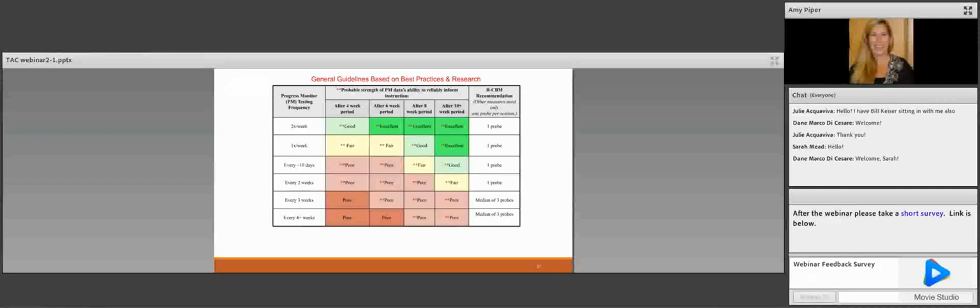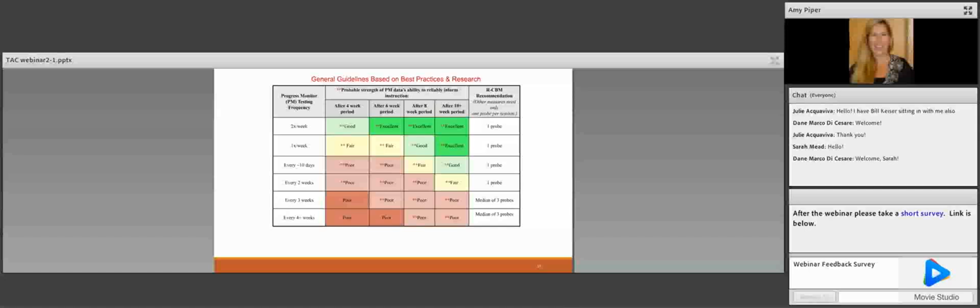So here's some general guidelines based on best practices and research as far as how often you monitor and what the reliability is of that data. So if you're only monitoring twice a week, and this is really looking at the RCDM, so Ames Web Plus or oral reading fluency, if you do it 2 times a week after about 4 weeks, that's okay. After 6 weeks, it's excellent data, and so on and so forth.